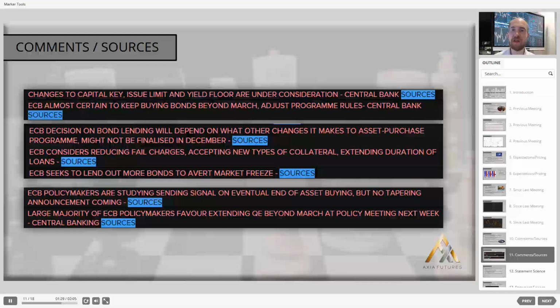Finally, and I'll explain the capital key a little bit more in future, there's talk of changes to the capital key; the issuer limit and the yield floor are under consideration. So all of a sudden you've got multiple things that could be talked about from the ECB, multiple areas of potential trade. A trade on the capital key, a trade on issuer limits, a trade on the yield floor. I'll explain these a little bit more in the setup to how this actually played out. But you've got multiple ideas of what you can be trading now.